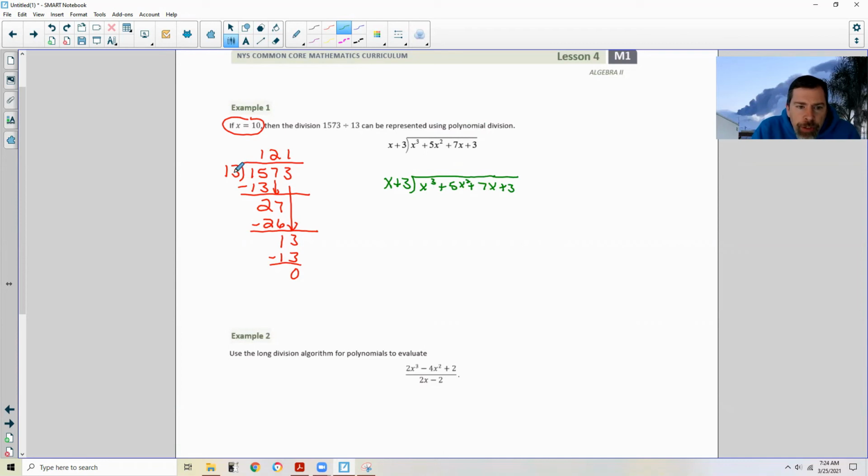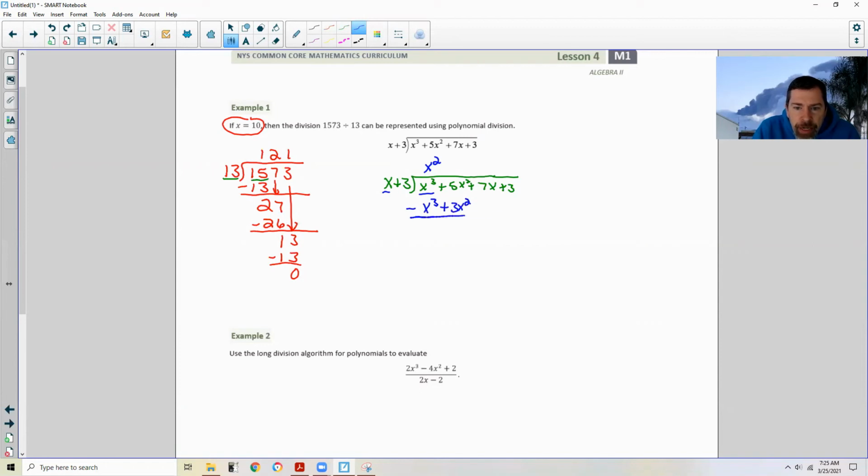Alrighty, so we're going to do the same thing. Over here we said, well, how many times does 13 go into 15? So I look here and I say to myself, how many times does x go into x cubed? Well, we need x squared times x to get x cubed. Okay, we're not done there. We now have to multiply by the other piece of the binomial, the 3. So x squared times a positive 3 is a positive 3x squared.